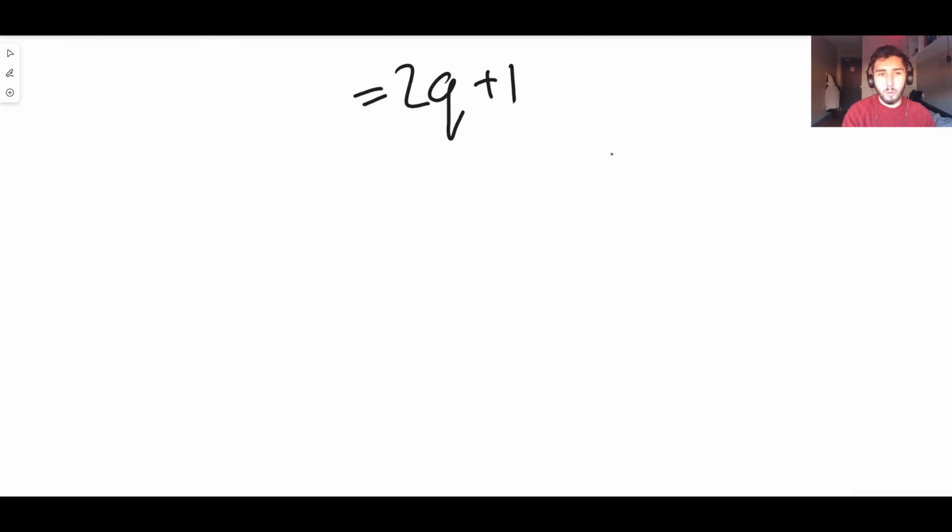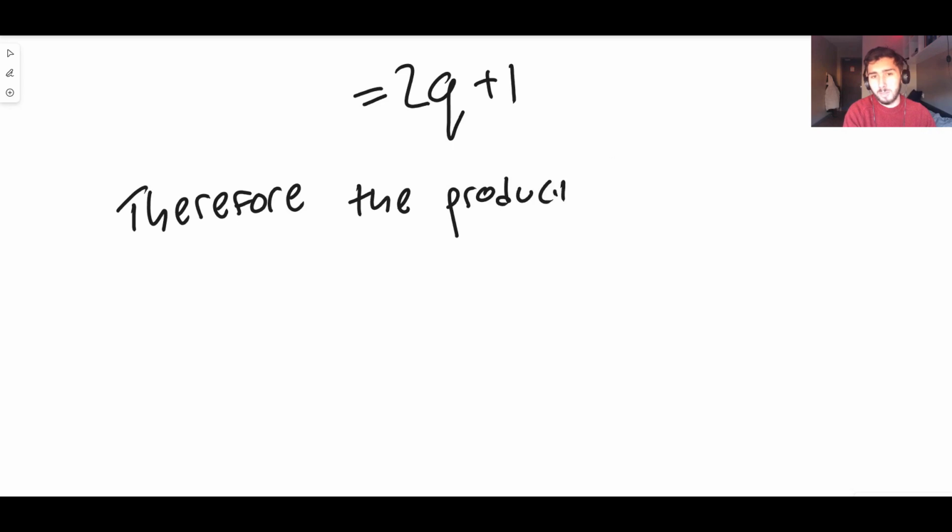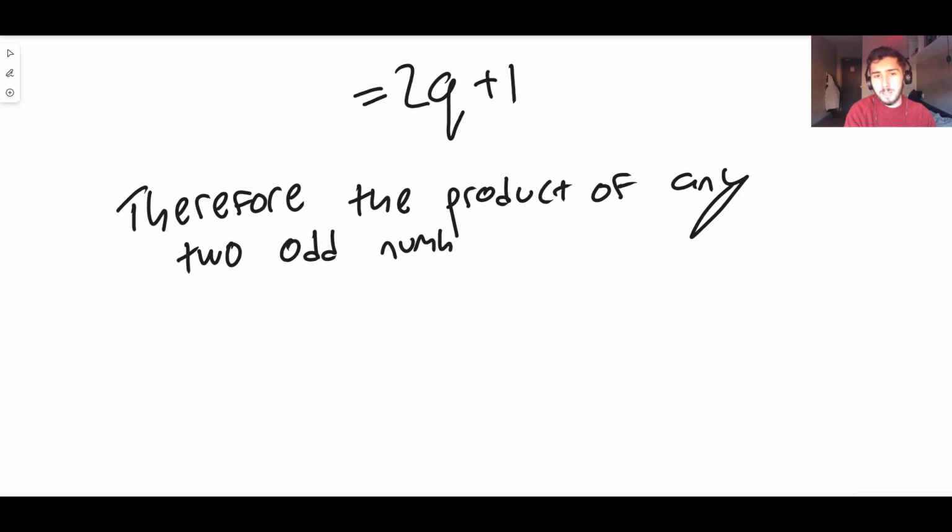So then we'd finish it off by saying, therefore, and basically just repeating what the question says. So, therefore, the product of any two odd numbers is odd. Must be. We've just proven it.